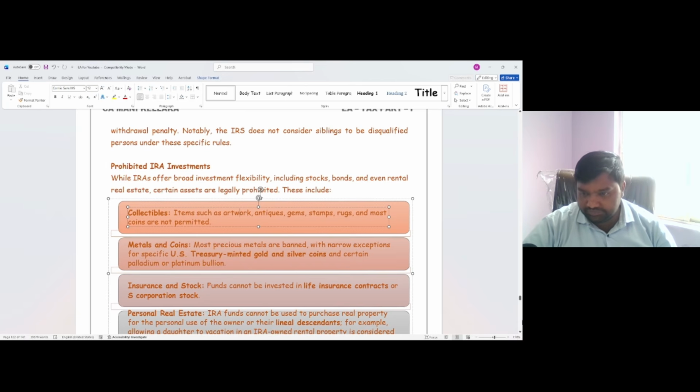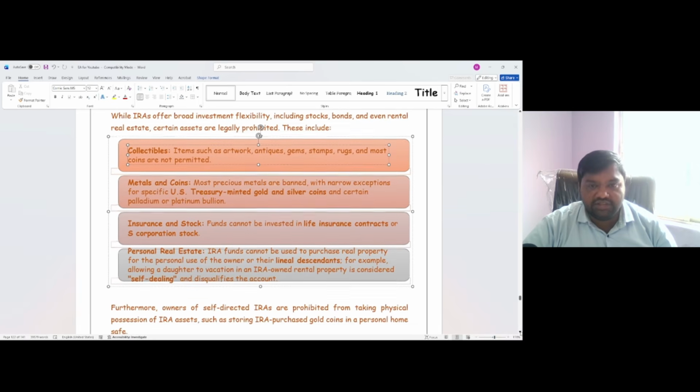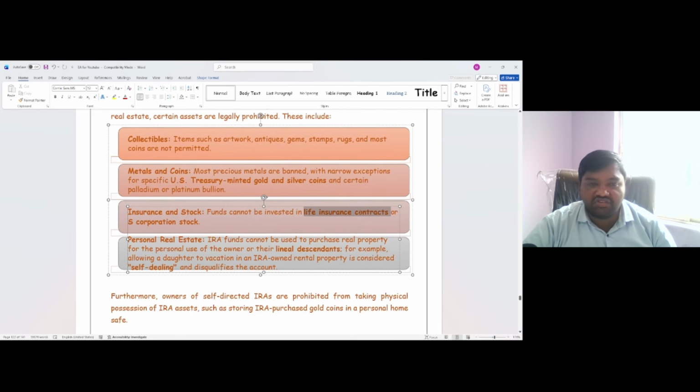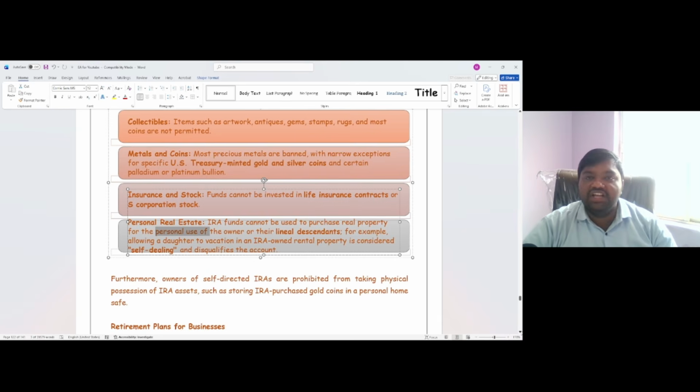Personal real estate, you can see it here. Funds cannot be invested in life insurance contracts or S corporation stock. S corporation and all, that will be covered in the business taxation lessons. They also cannot be used to purchase real property for personal use. You can see it here. So these are some of the exceptions for your individual retirement account investments.